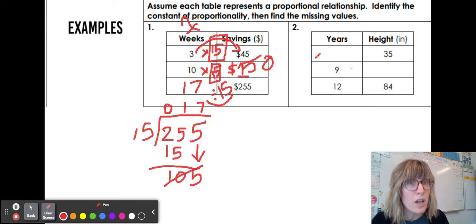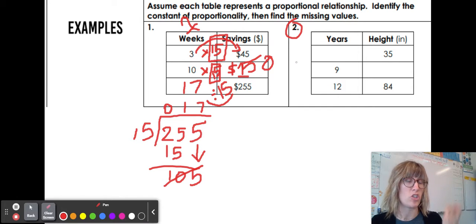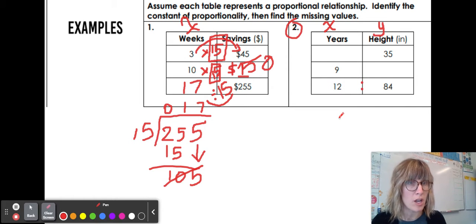So again, here on number 2, we can go ahead and start it together. We know that it's a proportional relationship, so these are going to grow or change at a constant rate. Your input and your output, so to speak, are going to grow at a similar rate. Well, here's our given one. We have a 12 to 84 ratio.